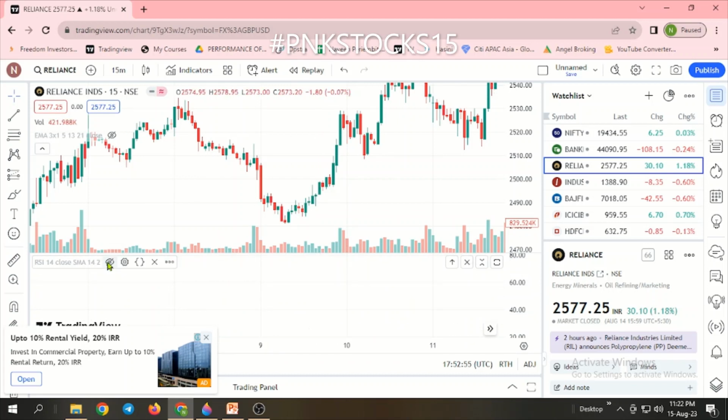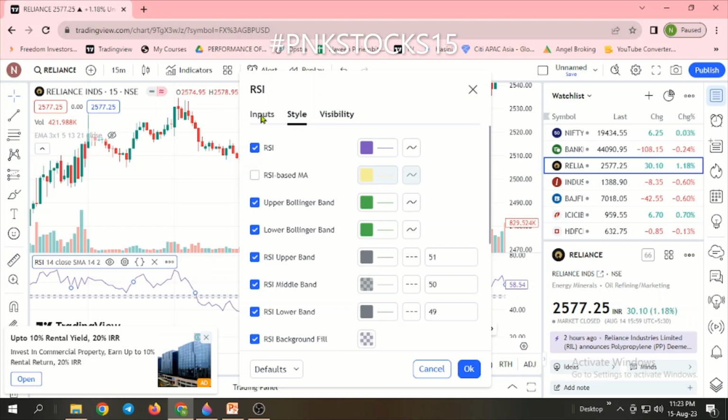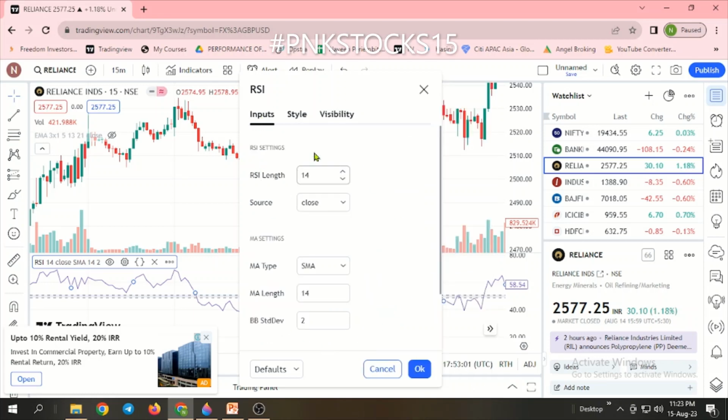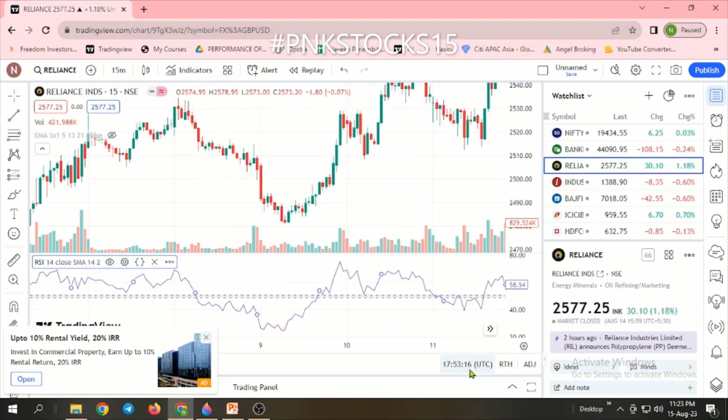Let us take RSI. In the input section we didn't make any changes. In the style section, again we didn't do anything. The 50 line is the middle line. We just drew 51 and 49, though all should be at 50, to make this line appear bigger. Our aim is that when price is above this line we feel it is bullish, and when price is below, we treat it as bearish.